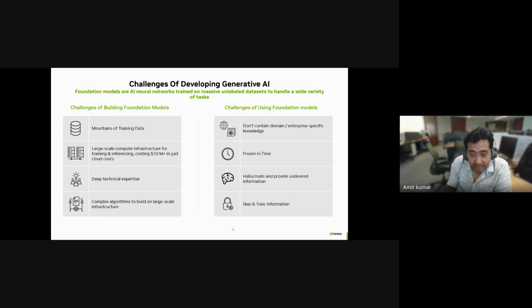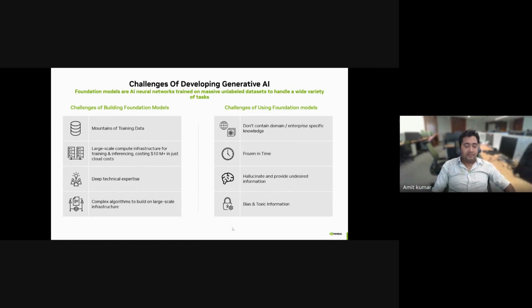Then frozen in time, correct? Let's say, for example, the world heard about COVID about 2 or 3 years back. But if somebody had built a foundation model in 2016, 17 or 18, at that time COVID was not so prominent. You would not have found the word at all, right? Your LLM will not understand what COVID means, because it has not seen the data. That is frozen in time, right?